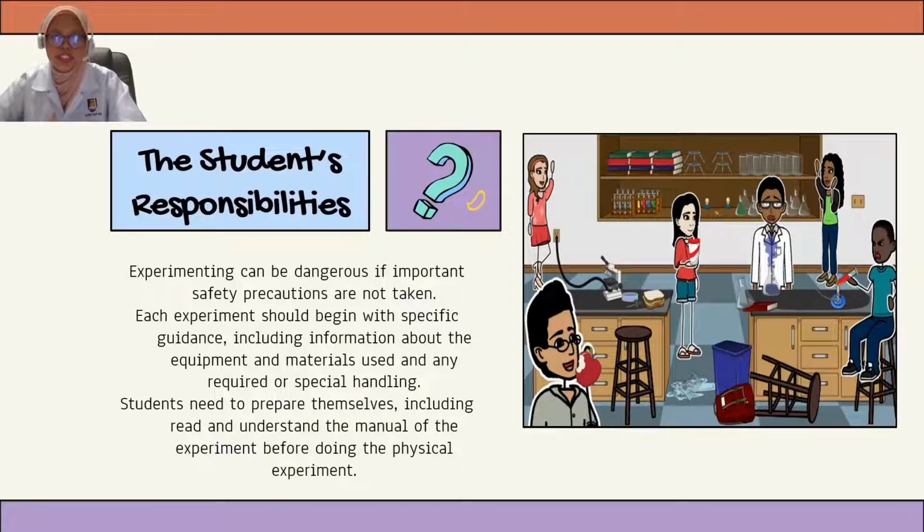Before students conduct an experiment, we as teachers need to give advance and specific guidance for each experiment, including information about the equipment and materials used and any required or special handling that students need to follow in order to make sure everyone is safe inside the lab. Besides, students should know the lab procedure or understand the manual of the experiment before starting any physics experiment.